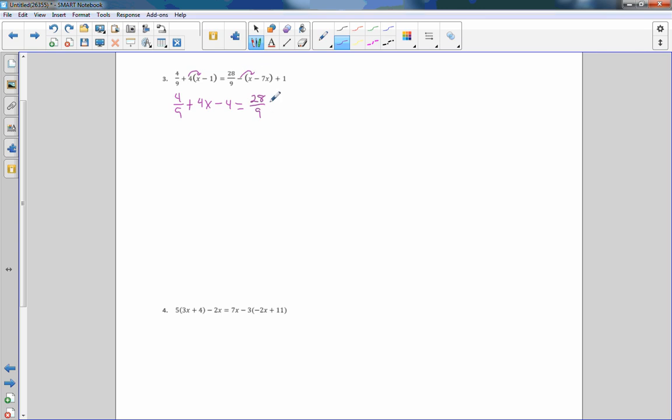Distribute this negative. 1 times x is negative x. Negative times a negative is positive 7x plus 1. I'm now going to combine like terms. I have a 4/9. I have a negative 4. I have on this side, I'll change colors. I have a 28 over 9, and I have a 1, but I also have an x and another x there.